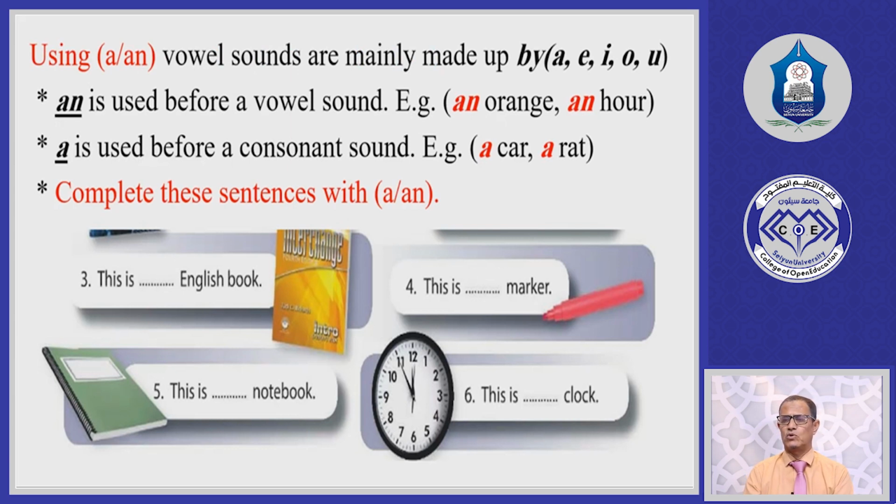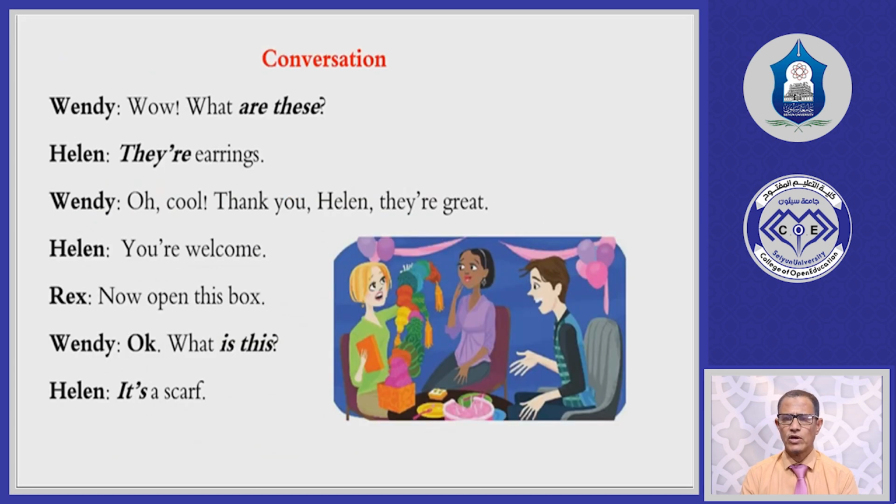Then we have the second one: this is marker. Which one can be used here? Look at the explanation and try to use the best one in this space. The third one: this is notebook. Does this noun have a consonant sound or a vowel sound? Use the best article here. The last one: this is clock. Try to find out which one can be used in these spaces, a or an.